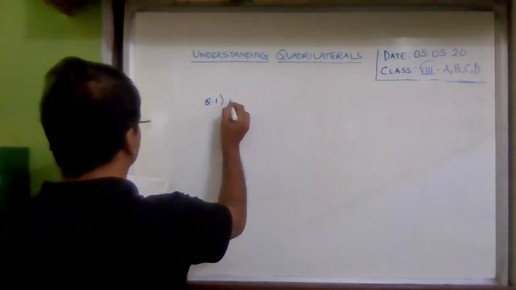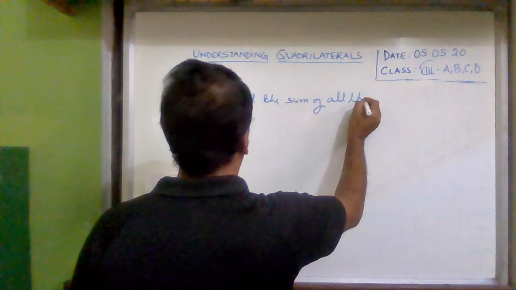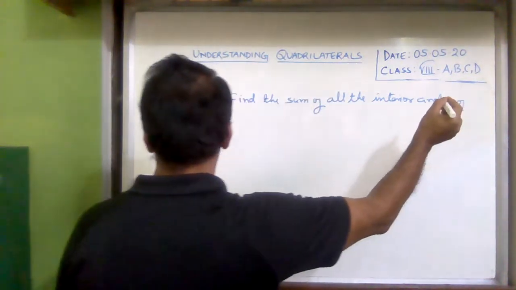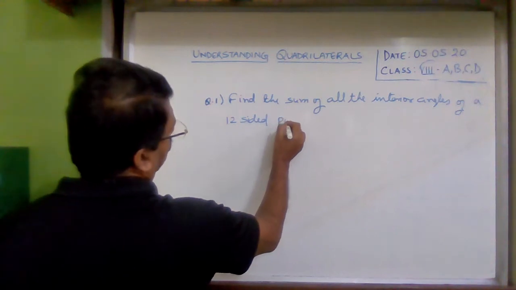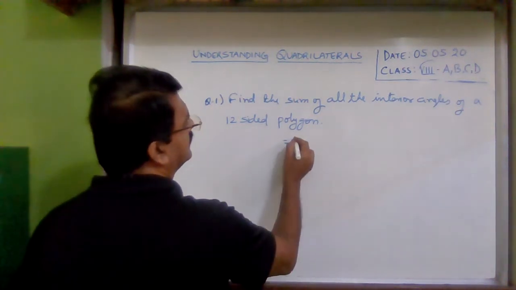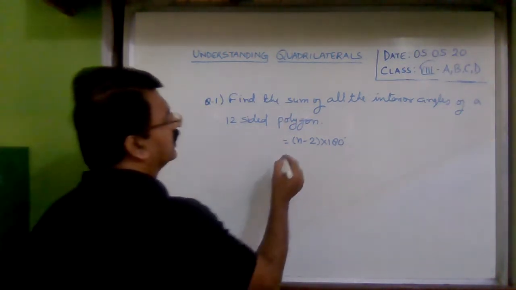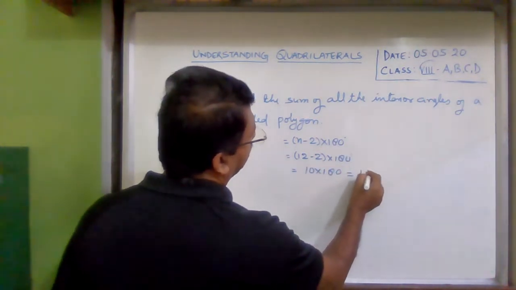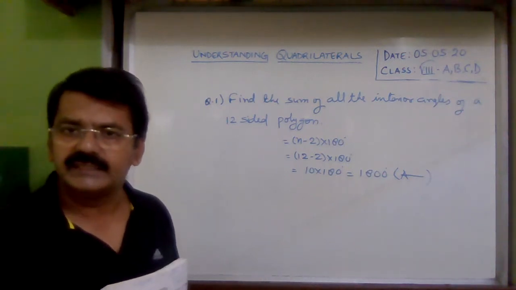The first question is: find the sum of all the interior angles of a 12-sided polygon. I told you that the formula for the sum of all the interior angles is (n minus 2) into 180, where n is the number of sides. How many sides are there? 12. So it is 12 minus 2 into 180, that is 10 into 180, that is 1800 degrees. So the sum of all the interior angles of a 12-sided polygon will be 1800 degrees.